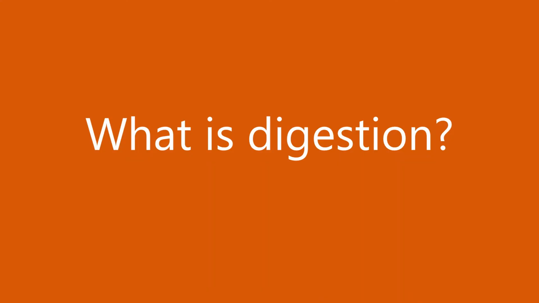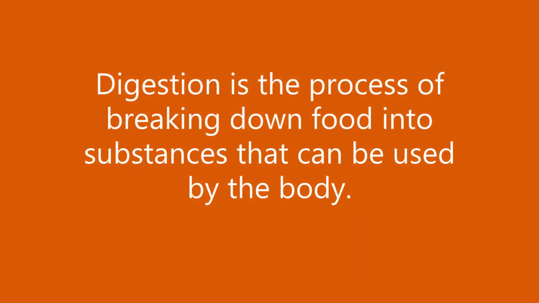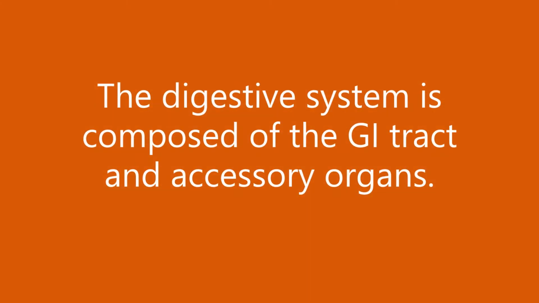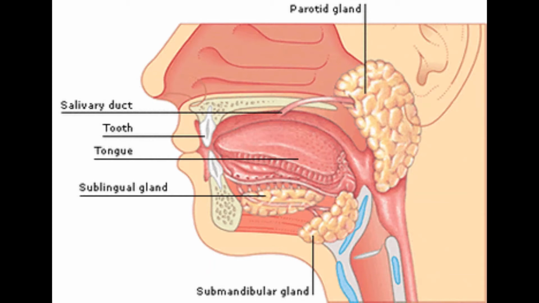To understand the process, you first have to know what digestion is. Digestion is the process of breaking down food into substances that can be utilized by the body. The digestive system in the human body is composed of the gastrointestinal tract, also known as the GI tract, which is basically a tunnel that runs throughout the body, as well as accessory organs.